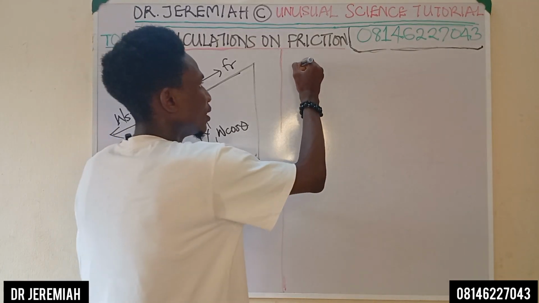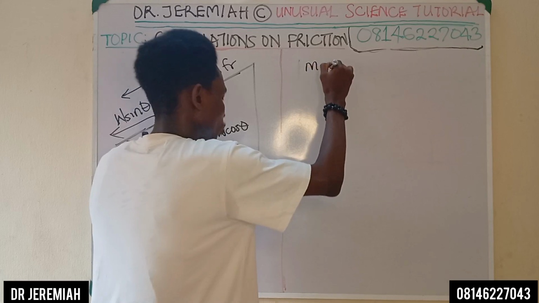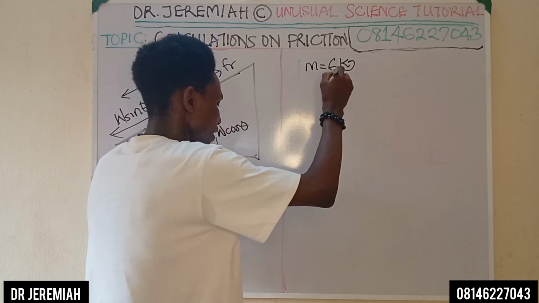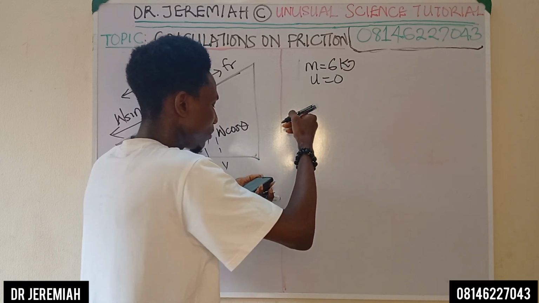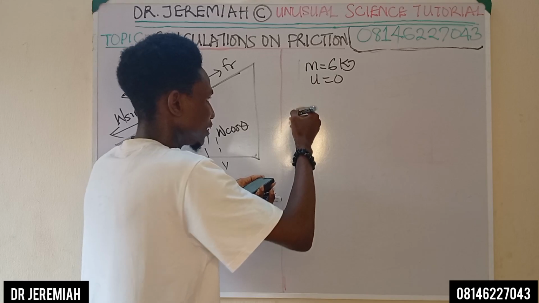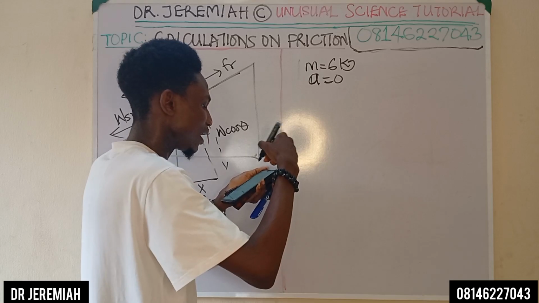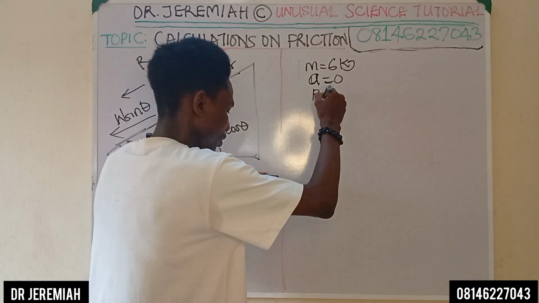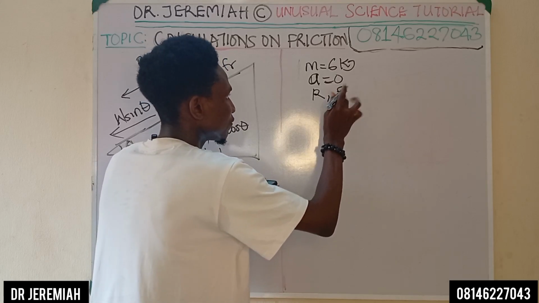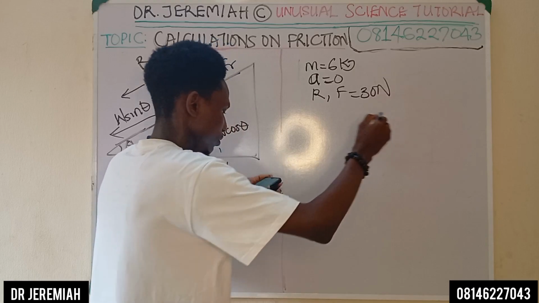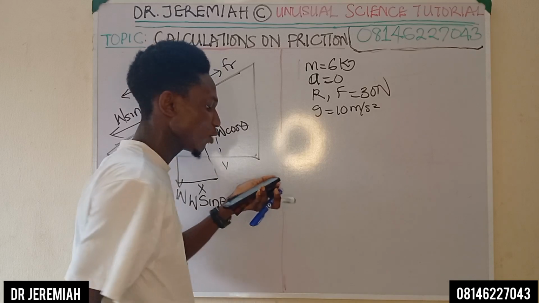Along the inclined plane, let's write out our parameters quickly so we know what to do. A 6 kg body rests on an inclined plane, so u equals 0, since it's at rest, and acceleration a equals 0. The normal reaction is R and the limiting friction is F. They gave us F equals 30 Newton, and g equals 10 meters per second squared. We need the angle of inclination.